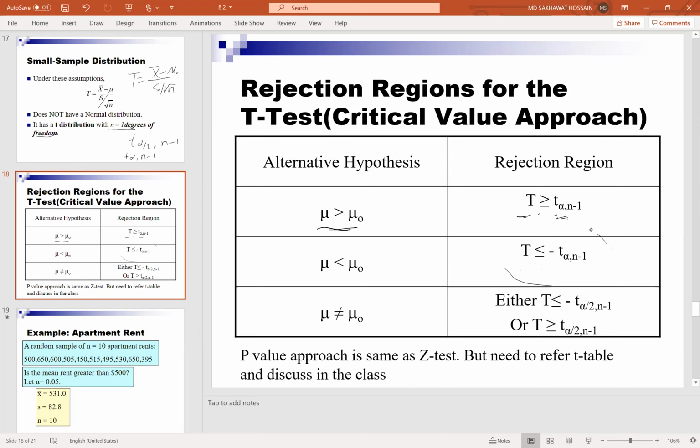And for a two-tail test, when the alternative is mu is not equal to mu naught, we will reject the null if either t is less than or equal to negative t alpha over 2, n minus 1, or t is greater than or equal to t alpha over 2, n minus 1. Or you can also use the p-value approach and compare the p-value with alpha. We'll discuss this one later.